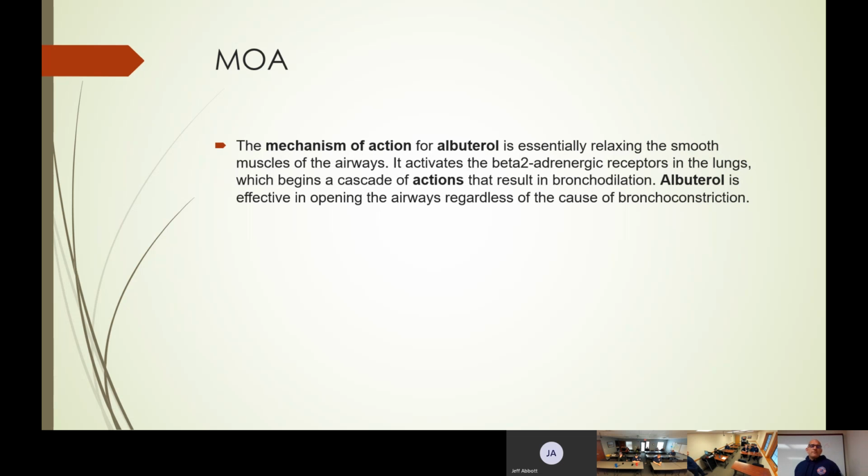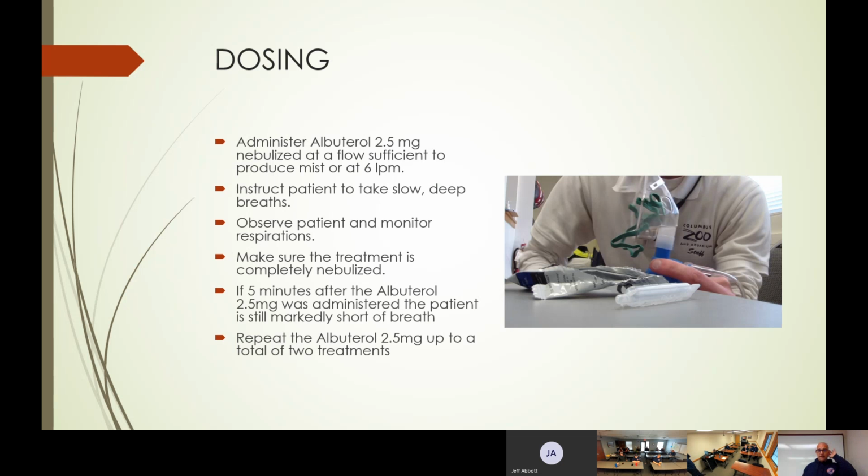But anyway, mechanism of action for albuterol, in short, it's a bronchodilator. It just opens up those constricted alveoli and everything within the lungs that is not moving air properly. And it doesn't matter what's causing it. If they're constricted for whatever reason, this will assist in relaxing that and dilating it. So on dosing, we can administer 2.5 milligrams nebulized at a flow sufficient to produce mist. Usually that 6 liters is perfect.